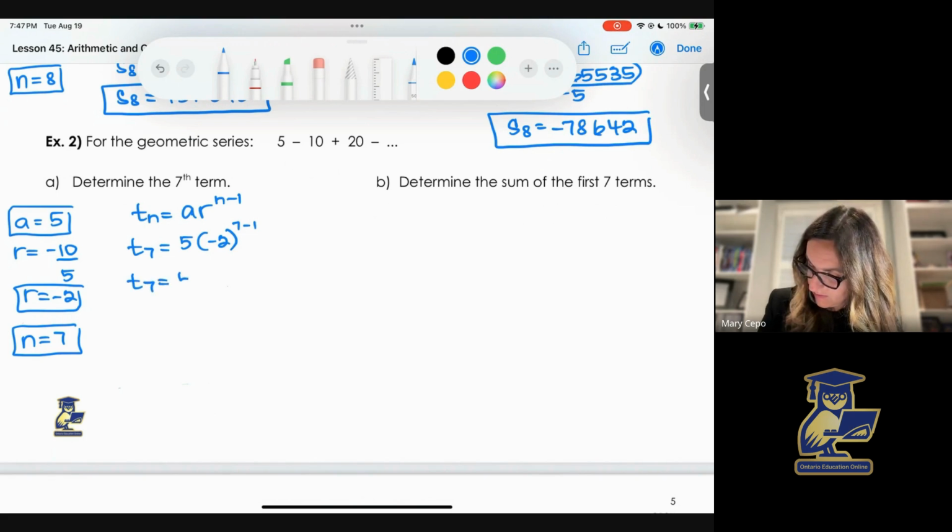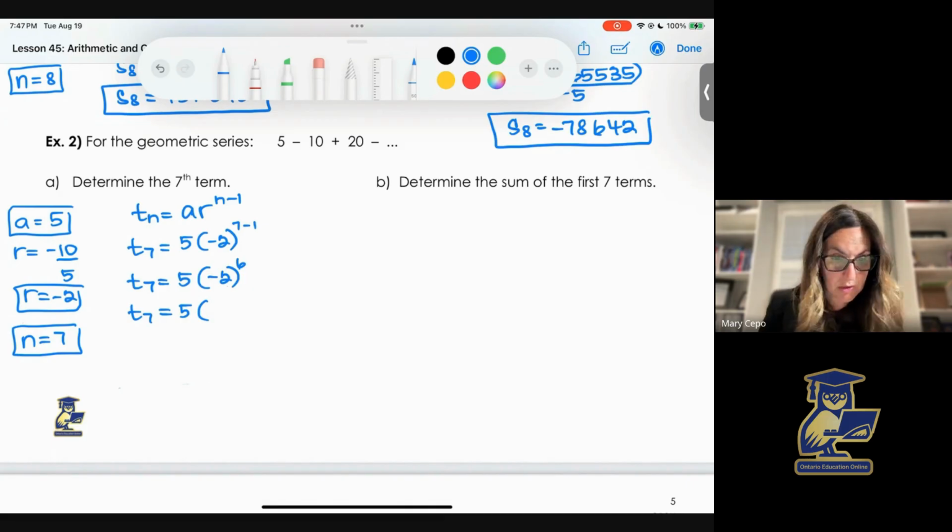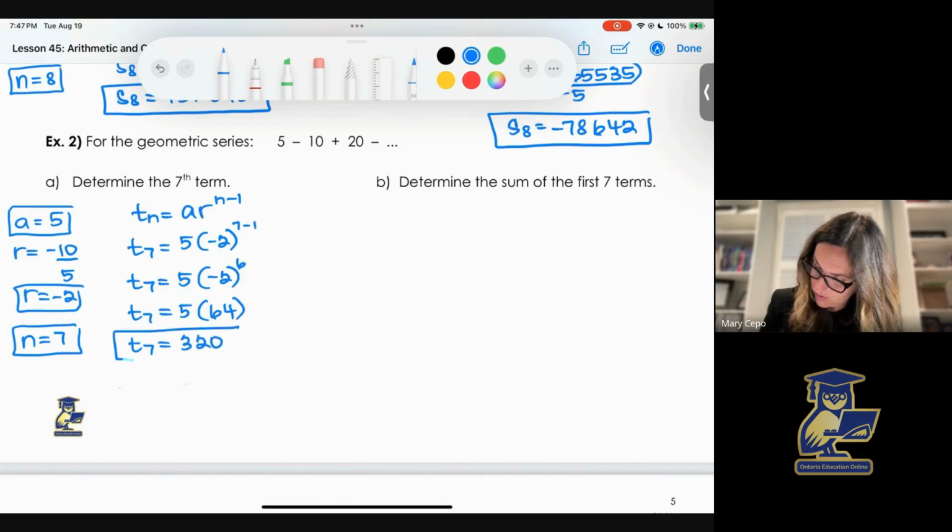So for the 7th term, always following BEDMAS, negative 2 to the power of 6 would be 64. 5 times 64, so the 7th term would be 320. So we want to determine the sum of the first 7 terms.